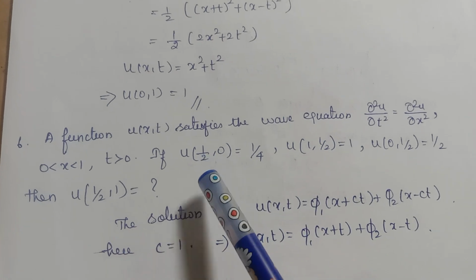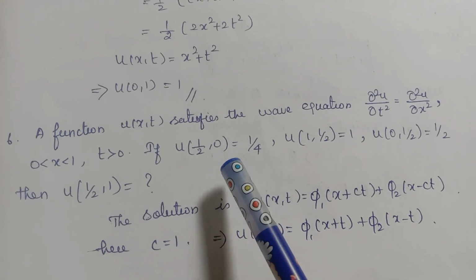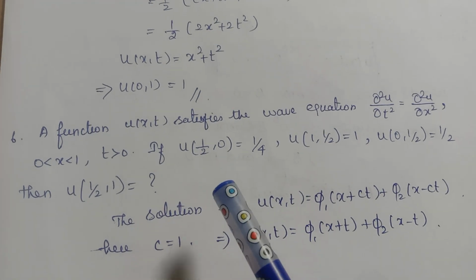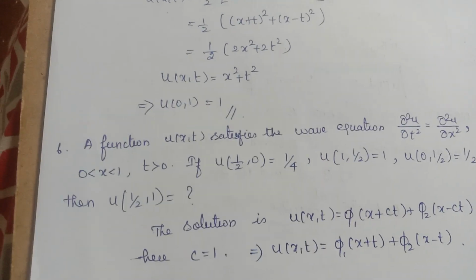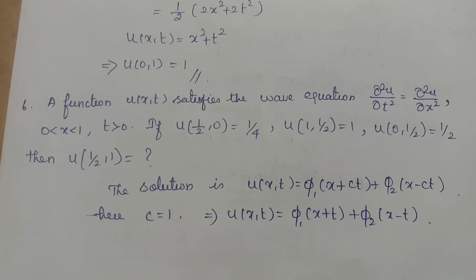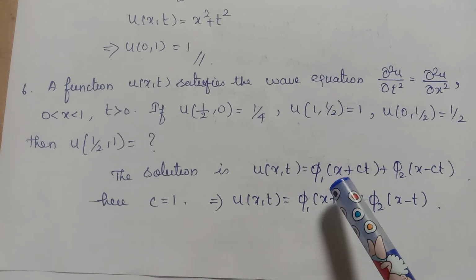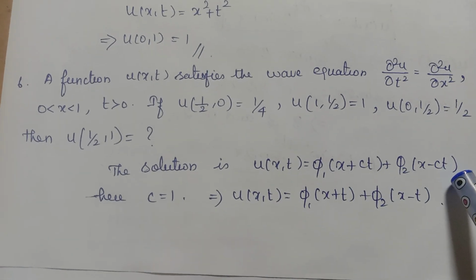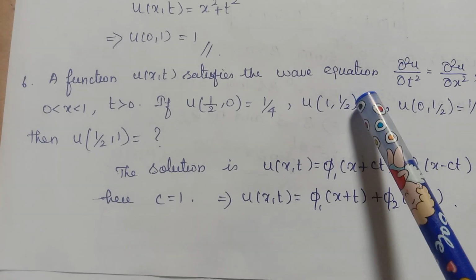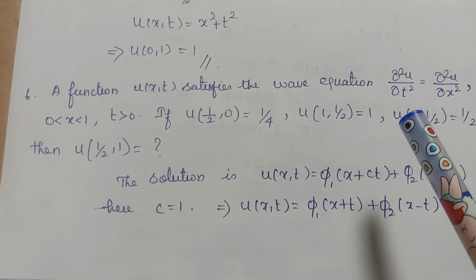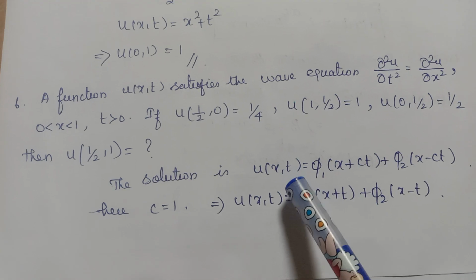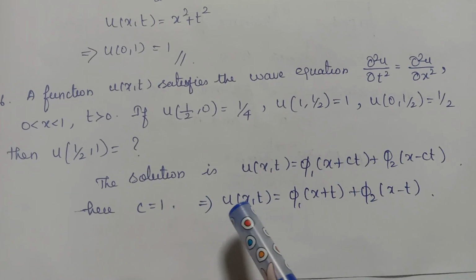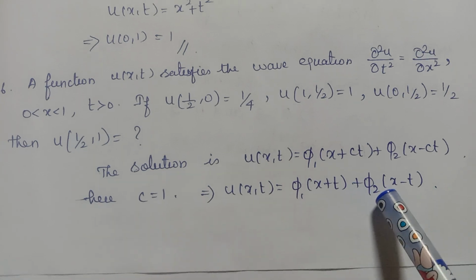Though it is a finite rod, let us use the most general solution. I am not going to make use of the solution which I have stated there. Only the solution given in the table, that only I am going to use, and I am going to use the boundary conditions. Okay. The solution is u of x comma t equal to phi 1 of x plus ct plus phi 2 of x minus ct. See, here the initial conditions are not given. That is, u of x comma 0 and u_t of x comma 0 are not given. Therefore, this solution only we have to take. Okay. Now here for this problem, c equal to 1. No? So, u of x comma t equal to phi 1 of x plus t plus phi 2 of x minus t. Okay. Next one.